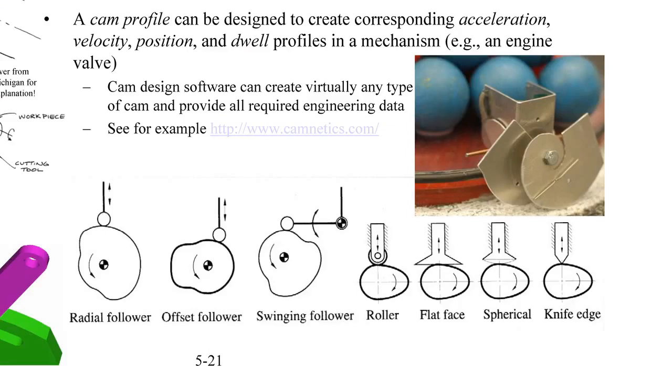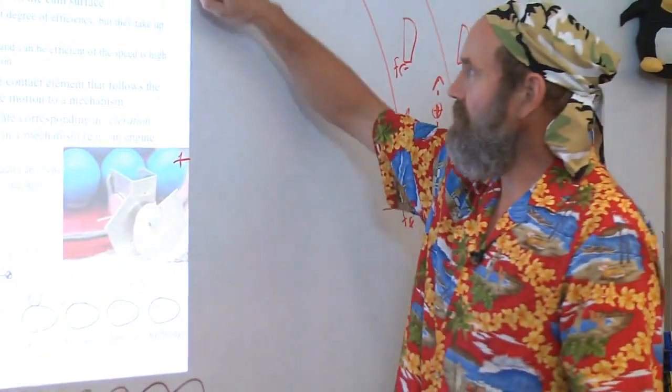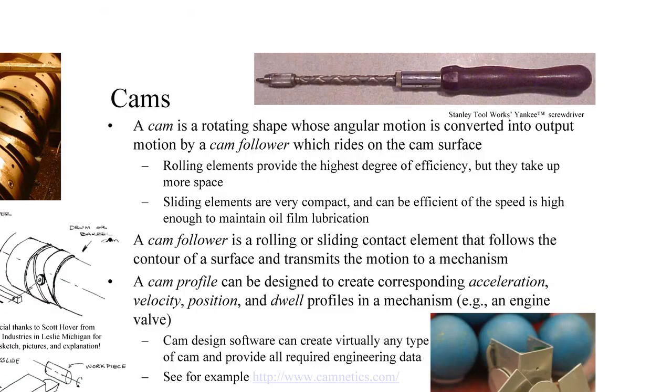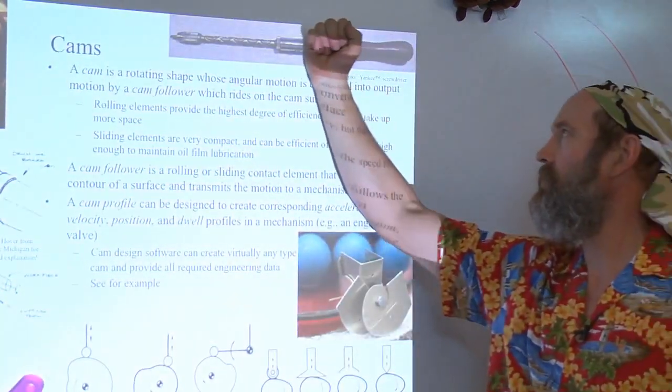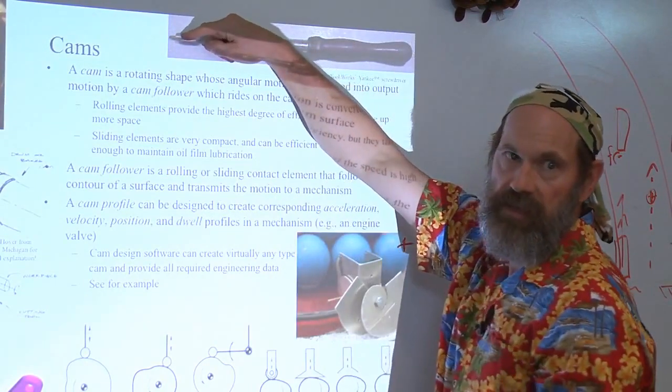Knife edge gives you very precise motion. The spherical cam follower, flat face, roller. When and why would you use each of these? They all exist for a reason. A nice example of a cam, this is a Yankee screwdriver, where you push here, and as you push in and out, the blade spins, the bit spins.